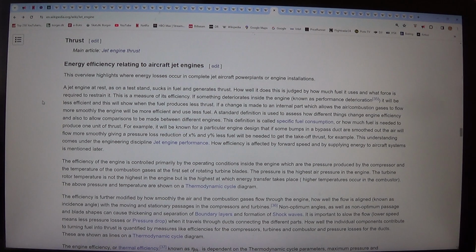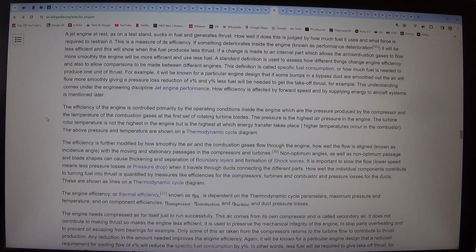A jet engine at rest, as on a test stand, sucks in fuel and generates thrust. How well it does this is judged by how much fuel it uses and what force is required to restrain it. This is a measure of its efficiency. If something deteriorates inside the engine, known as performance deterioration, it will be less efficient and this will show when the fuel produces less thrust. If a change is made to an internal part which allows the air/combustion gases to flow more smoothly, the engine will be more efficient and use less fuel.